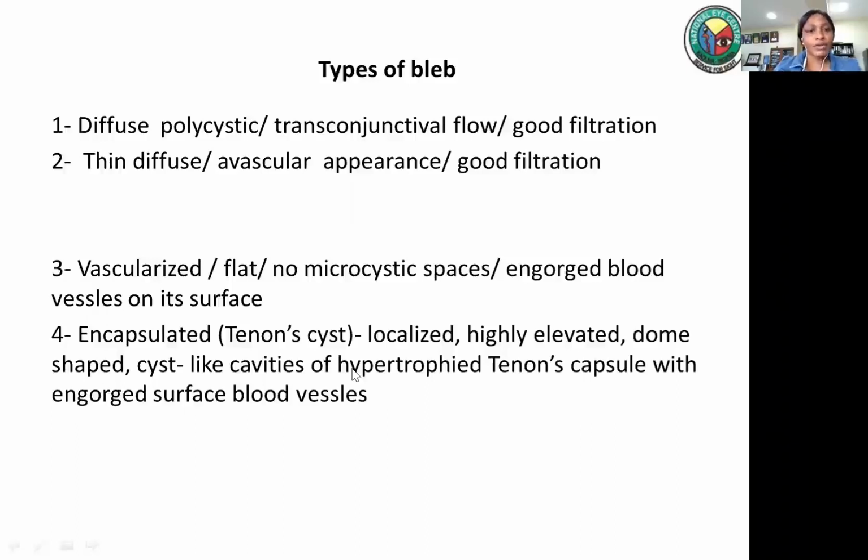However, when you have a vascularized flat bleb, which has no microcystic spaces with engorged blood vessels, then it shows that the bleb is failing.